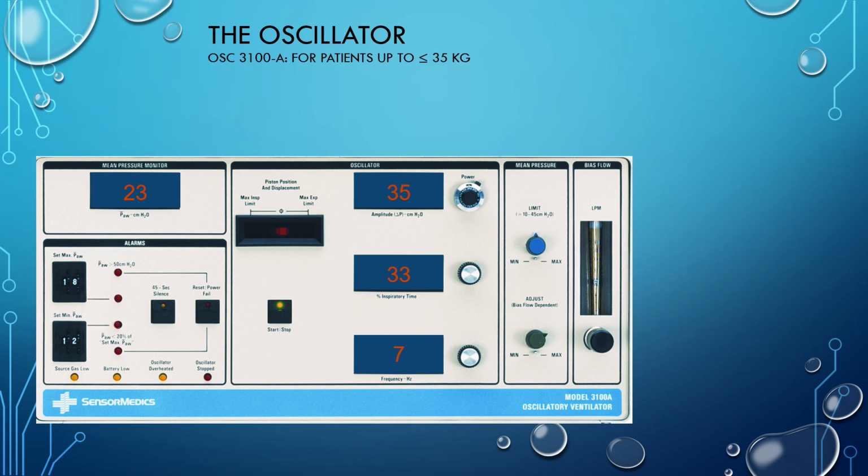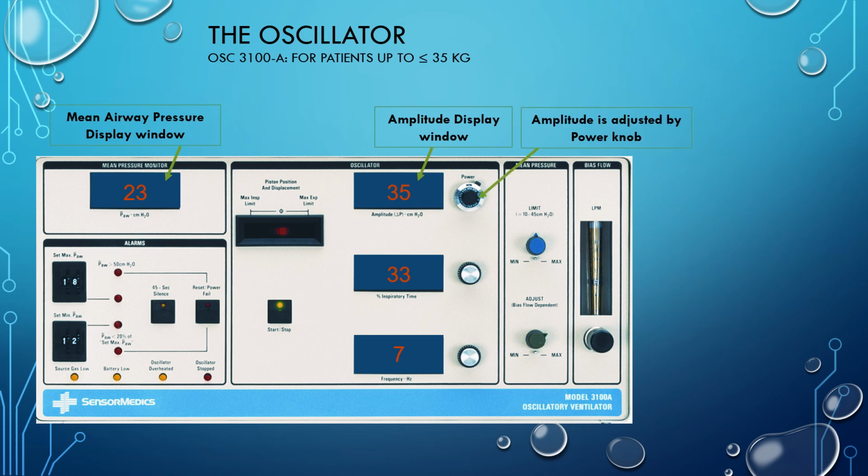I'm going to go over the panel on the front of the oscillator. The mean airway pressure display window is in the top left. The amplitude display window is changed by the power knob, the pressure limit, and the mean airway pressure adjustment. The bias flow is the liters per minute that are set. It can range from 8 to 20 liters per minute.